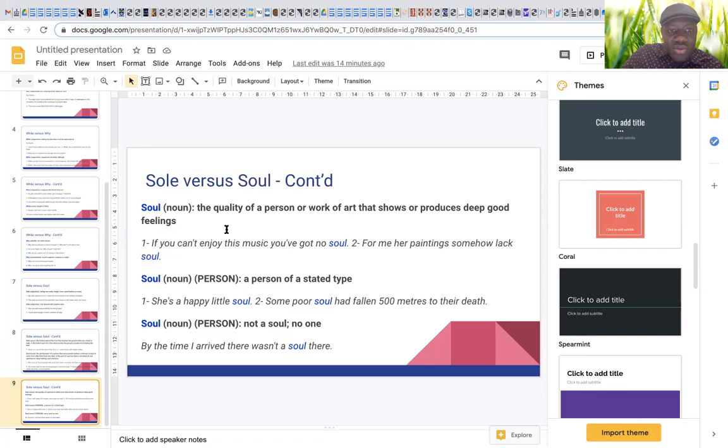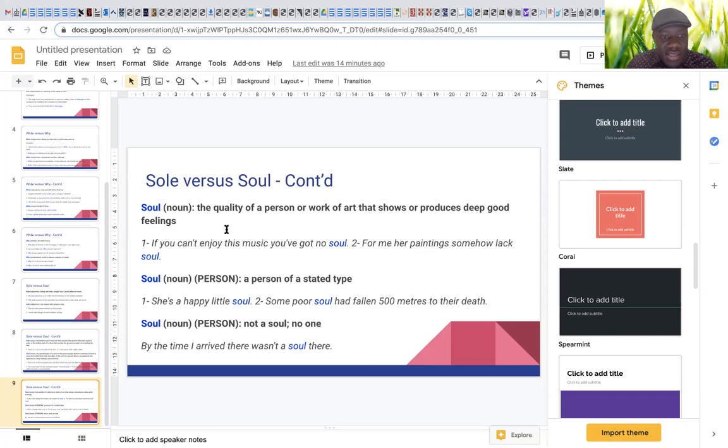Soul as a noun could also mean a person, and actually a person as in the physical, not the spiritual part of a person. It could mean a person of a stated type. For example, she is a happy little soul, and you're talking about somebody who is present, maybe a little girl, okay? Or you could say some poor soul had fallen 500 meters to their death, meaning some unfortunate person had fallen 500 meters to their death.